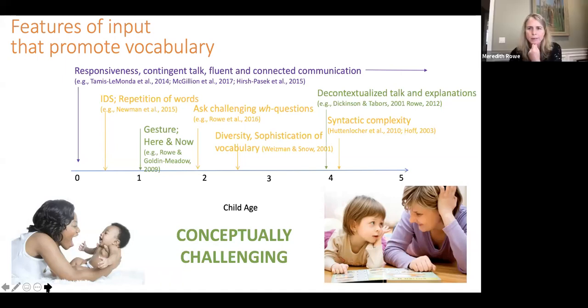So here we are in the conceptually challenging dimension. And what I'm going to do now for the example of this is tell you about an intervention study that we did, a little pilot intervention study focusing on this decontextualized talk.